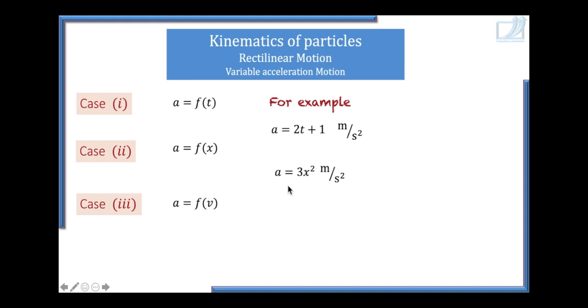Here acceleration is given as a function of time; or acceleration may be given as a function of position, or as a function of velocity. What is very important to understand: in variable acceleration motion, acceleration may be given as a function of time t, or it may be given as a function of position, or it may be given as a function of velocity.